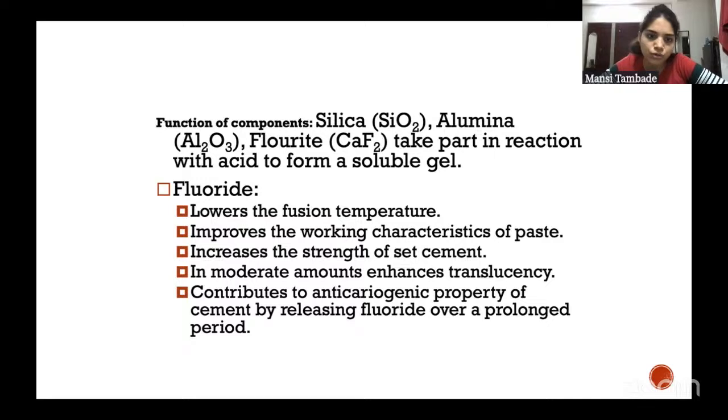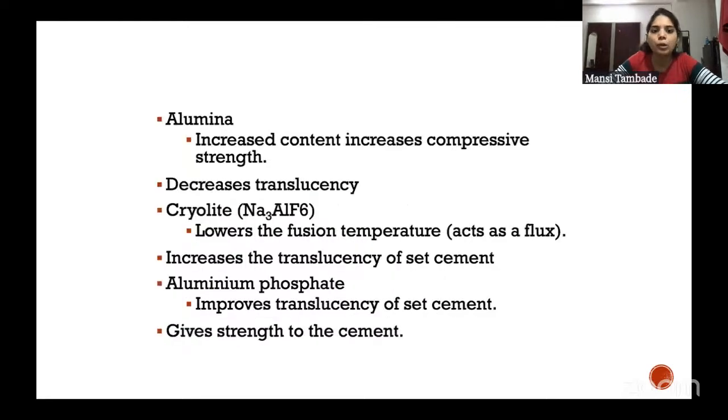Fluoride lowers the fusion temperature, improves the working characteristics of the paste, and contributes to anti-cariogenic effects. This is the important part, you should definitely write it. Alumina increases the compressive strength. Then cryolite lowers the fusion temperature and increases the translucency of the set cement. It also gives strength to the cement.